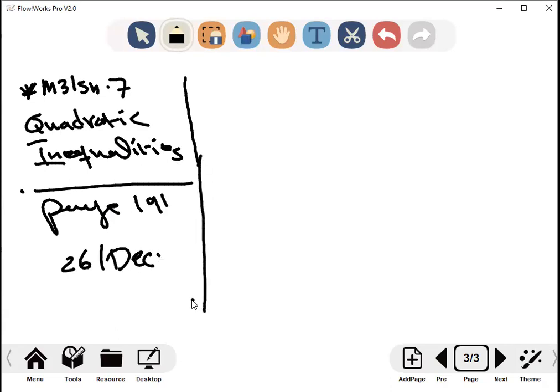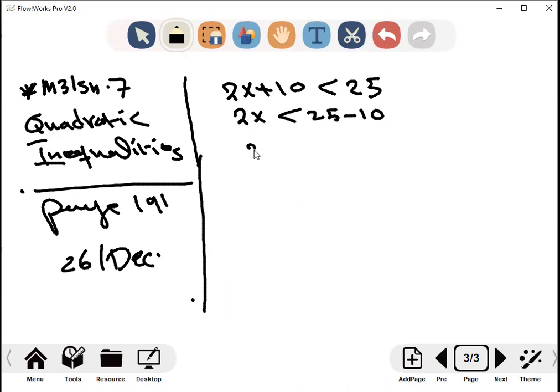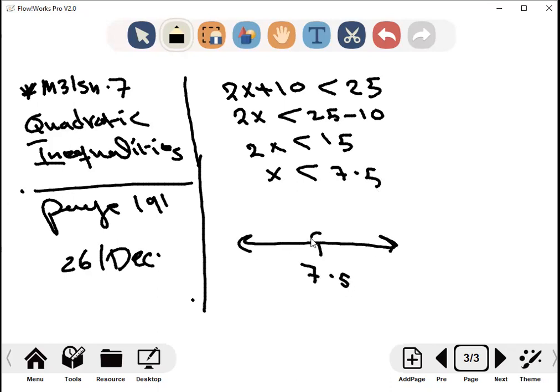But now, in the previous lesson we talked about linear inequalities, right? For example, if you want to solve 2x plus 10 less than 25, shift, divide, then you graph the solution. So 2x less than 25 minus 10, 2x less than 15, divide both sides, x less than 7.5. And we go here on the number line, 7.5, open circle, less than to the left, right?